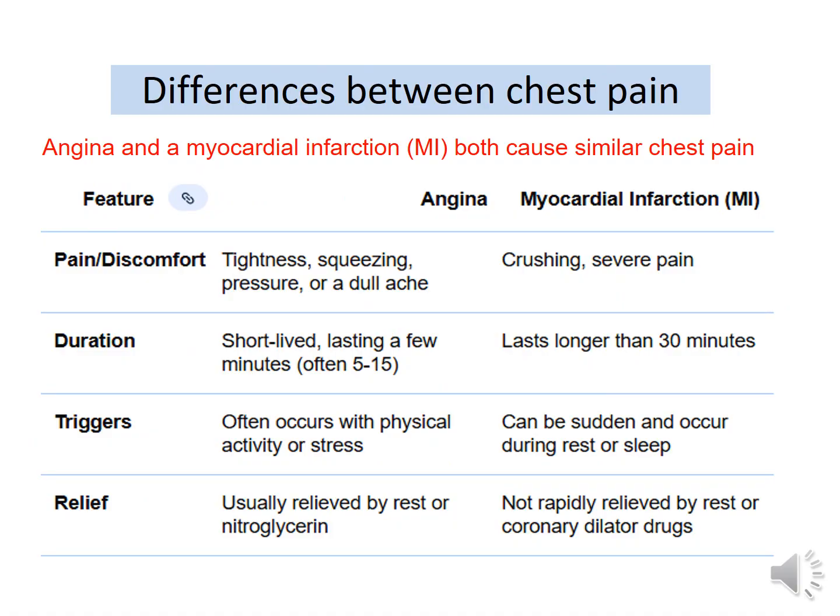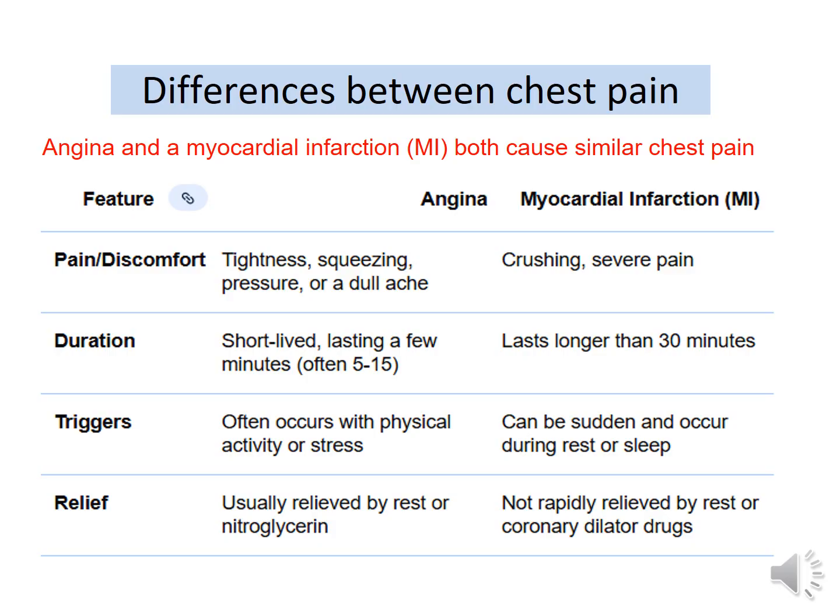This table shows the difference between chest pain in angina and MI. Pain in angina is described in the patient's own words, like tightness, squeezing, pressure, or dull. In myocardial infarction, it is crushing and severe. It cannot be tolerated. Duration: in angina, it's usually within minutes. But in myocardial infarction, it may exceed 30 minutes and last for days.